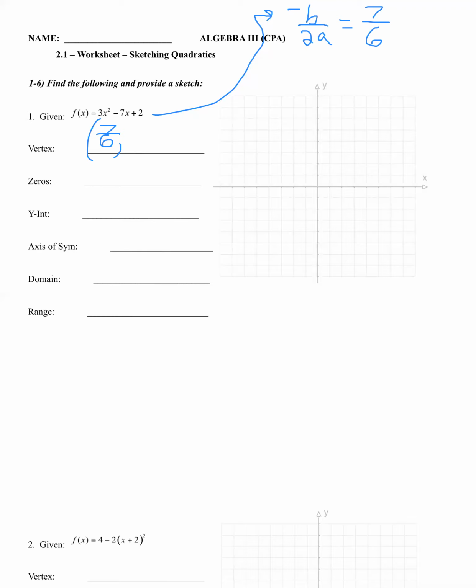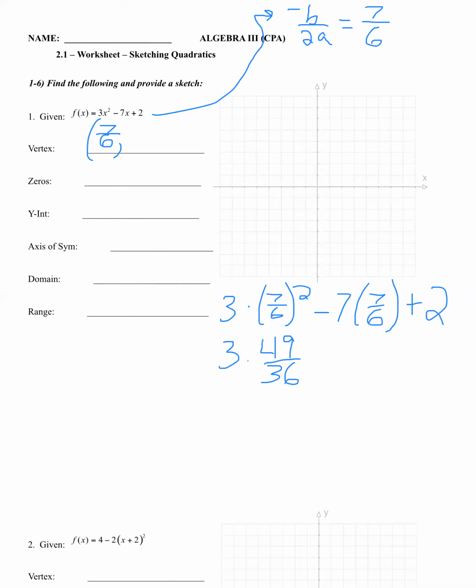So of course it's going to be super annoying, so I'll do that work down here. So we'll do 3 times 7/6 squared minus 7 times 7/6 plus 2. Okay, so now we'll just do this math out. So that'll be 3 times 49 over 36 minus 49 over 6 plus 2.